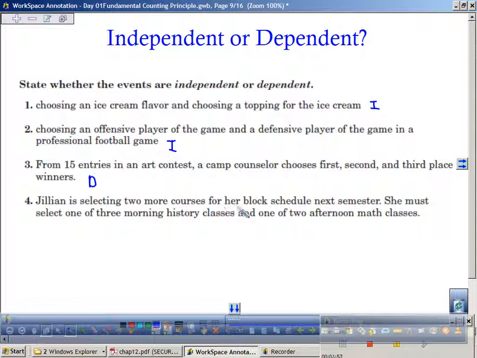Jillian is selecting 2 more courses for her block schedule next semester. She must select one of the 3 morning history classes and one of 2 afternoon math classes. This one's a little bit more difficult, right? Well, this would also be independent, because she has morning classes that are history, and afternoon classes that are math, but these 2 don't have anything to do with each other. They are completely independent.